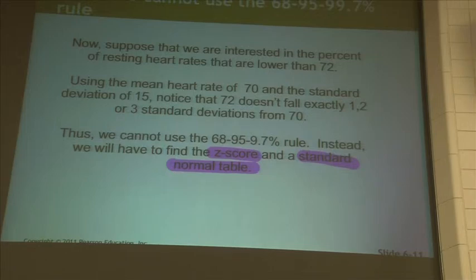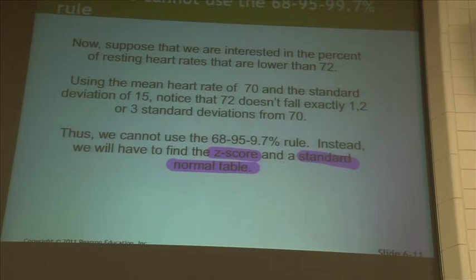Alright? So here's the example. Here's what we're talking about. Going back to the example we were just using. Statistical study with heart rates. They had a mean of 70, standard deviation of 15. But say you wanted to find out the percentage of heart rates that were lower than 72. But our standard deviation was 15. 72 does not correlate with a standard deviation of 15, right? If this is 70 beats per minute, 72 is somewhere in here. That's not going to be a pretty number. So we can't use our regular 68, 95, 99.7. Instead, we use the z-score.